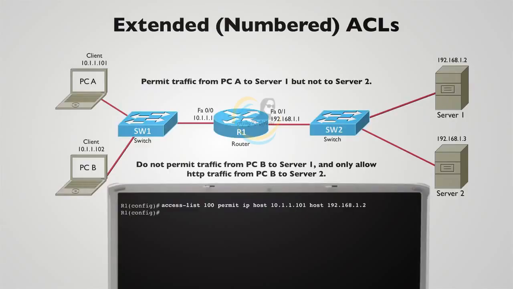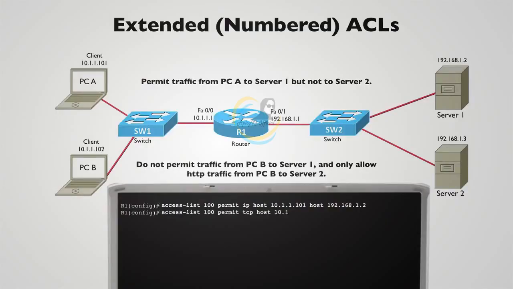And this is allowing PCA to talk to server 1, and if I don't say it's allowed to talk with server 2, that's implicitly going to deny it. Remember, we've got this deny any statement down at the bottom of our access control list, so PCA will not be allowed to talk with server 2.